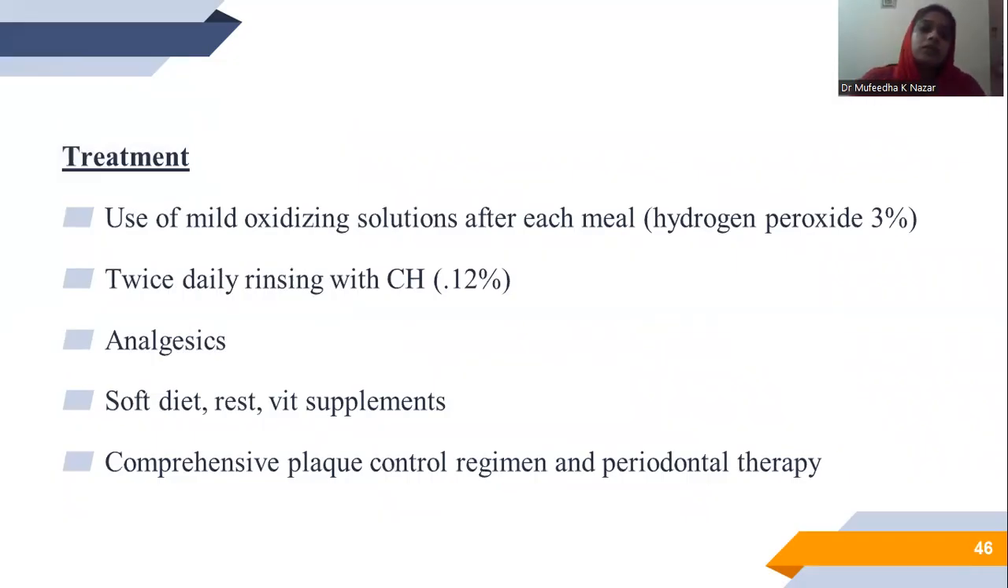Along with the antibiotics, mild oxidizing solutions like hydrogen peroxide diluted with water can be used after each meal. It can be substituted with twice daily rinsing with chlorhexidine mouthwash. Along with the mouth rinses and antibiotics, analgesics can be prescribed for pain relief. The patient is advised to take rest, and vitamin supplements are given. After the acute symptoms subside, a comprehensive plaque control regimen and periodontal therapy should be initiated.